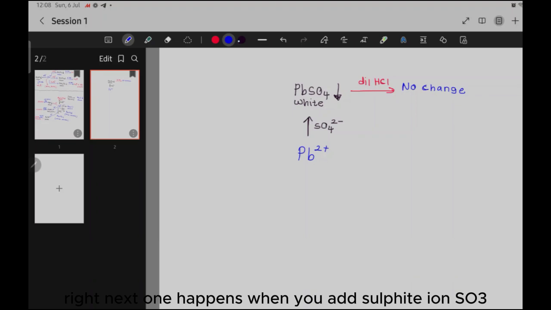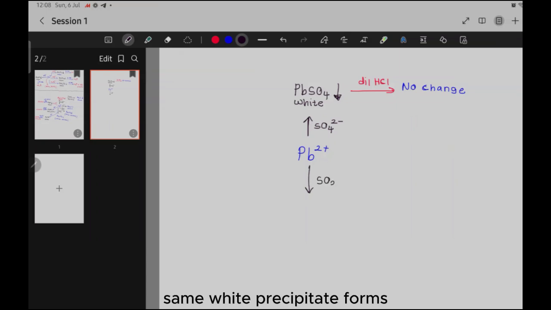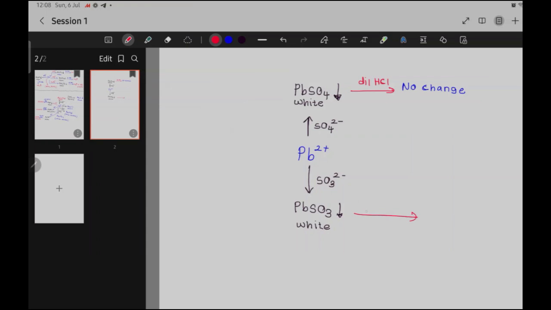Next, what happens when you add sulfite ion, SO3 2- ions? The same white precipitate forms, PbSO3. But this time when you add dil HCl to PbSO3, you will see SO2 gas releasing. SO2 gas releases.